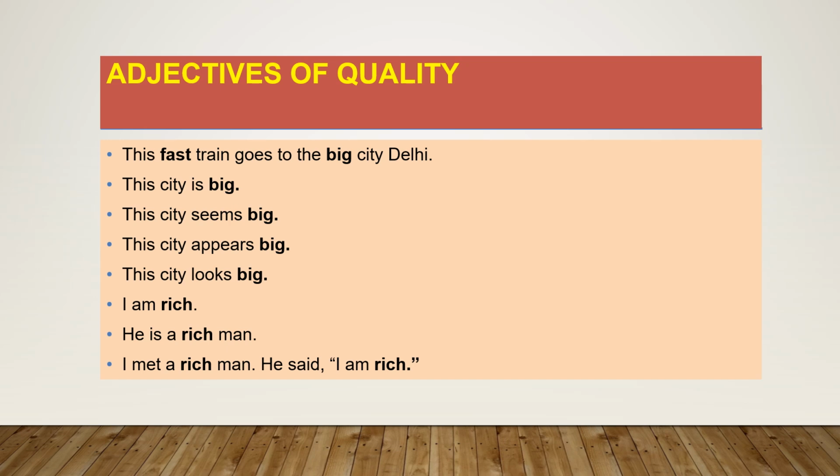He is a rich man. Now you see, he and man are the same person. So he is qualified by rich, man is also qualified by rich, because both of them refer to the same noun. And therefore, you have here the adjective function which comes in front of the noun. I met a rich man. He said, I am rich. So all these sentences make use of the two positions in which adjectives of quality can be used. And all the highlighted words are adjectives of quality.